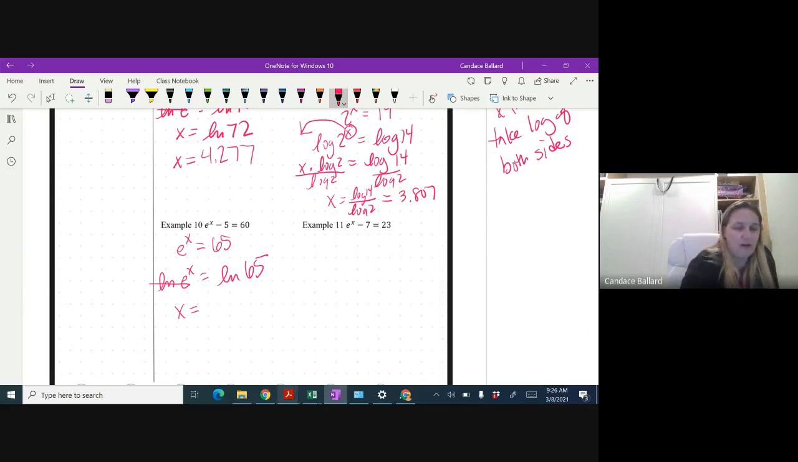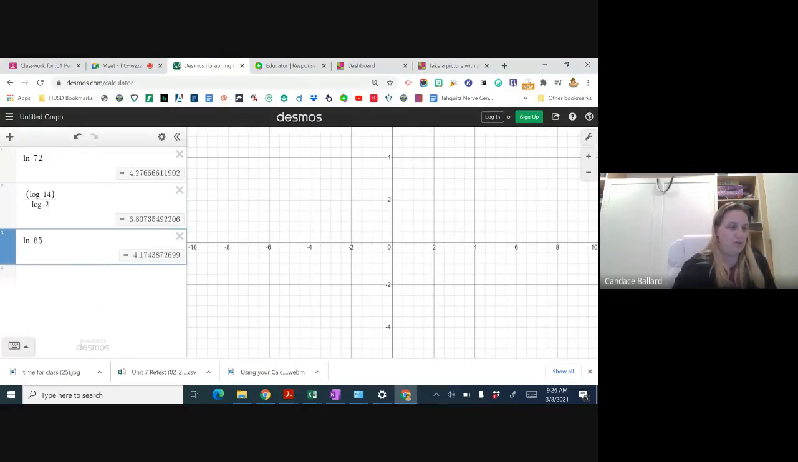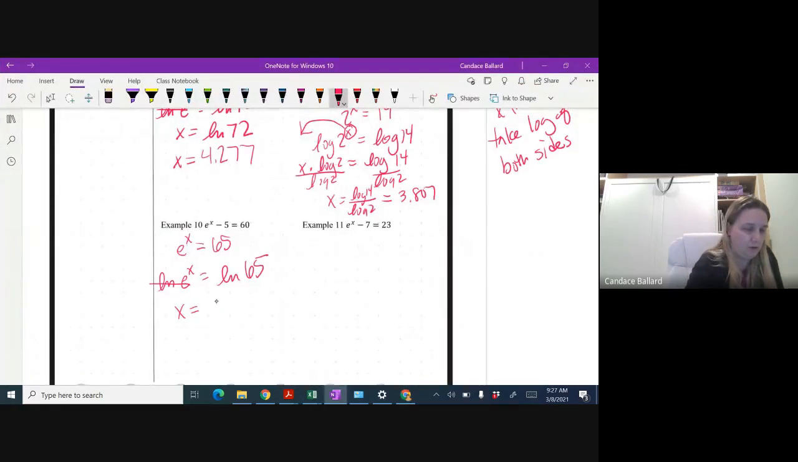Equals, and I'm just going to go ahead and go to my Desmos calculator. I'm going to type in natural log of 65. 4.174. So 4.174. I'll give you a couple seconds there.